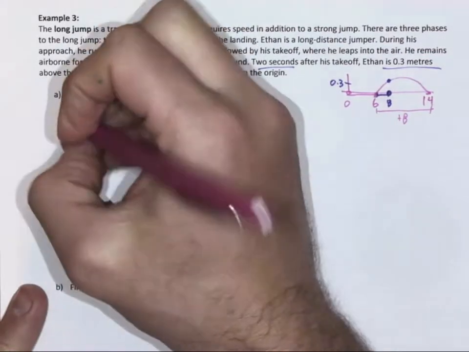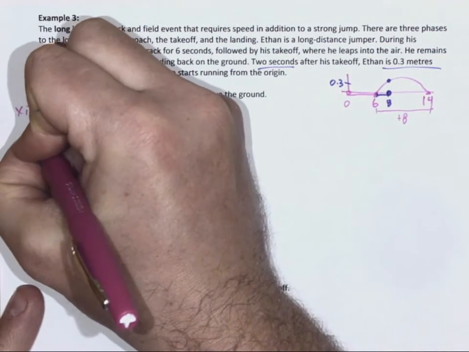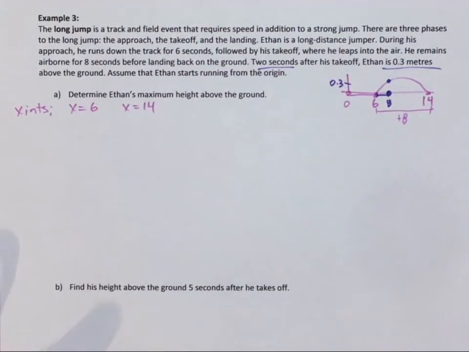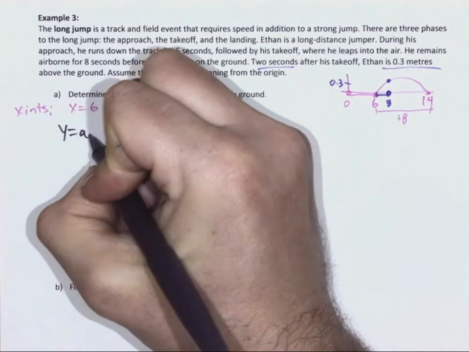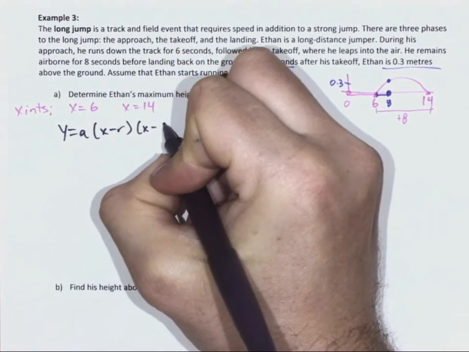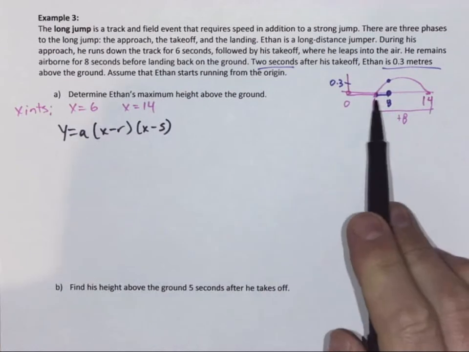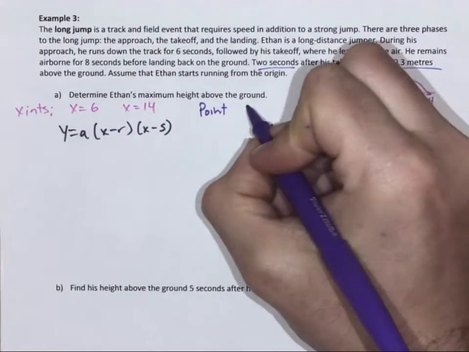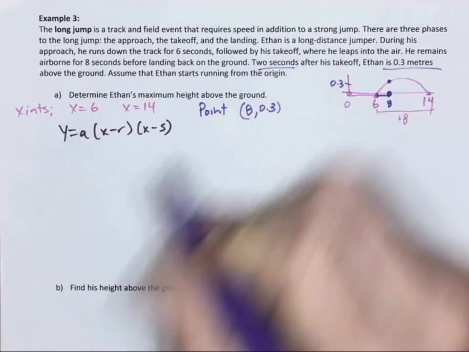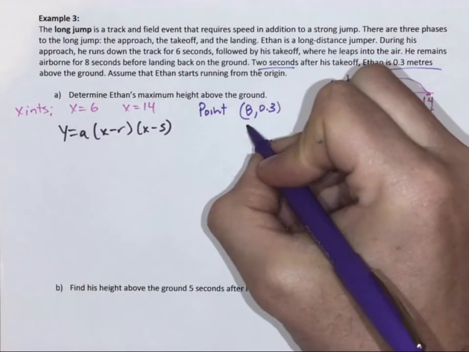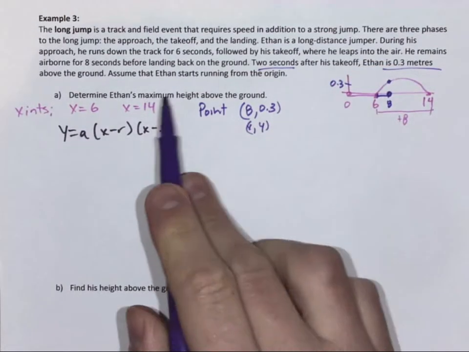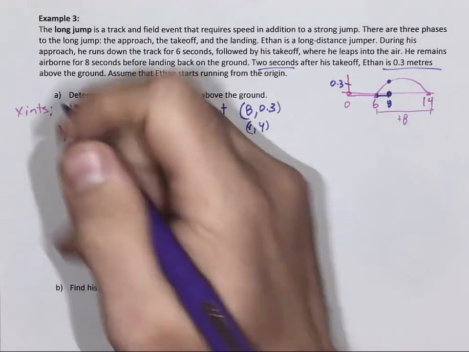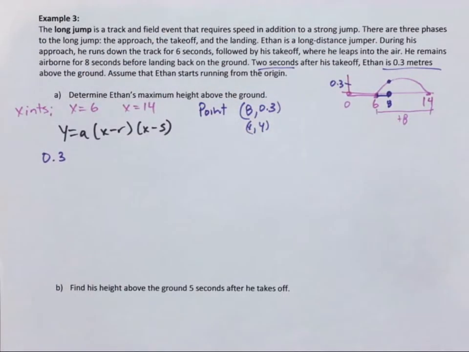So that gave us, again, x-intercepts, that x is equal to 6 and x is equal to 14. Remember, from factored form, we also have another point. We have the point 8, 0.3. That is an x, and that is a y. We have our 2 x-intercepts, which will go in for r and s. So let's sub in what we know.